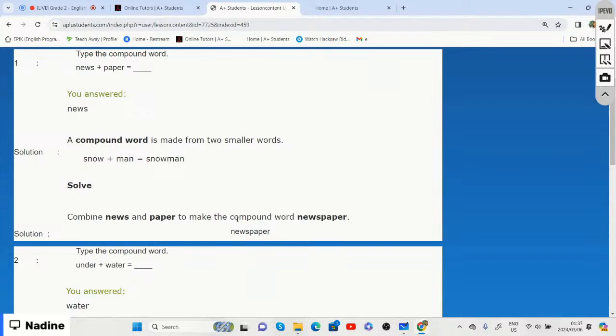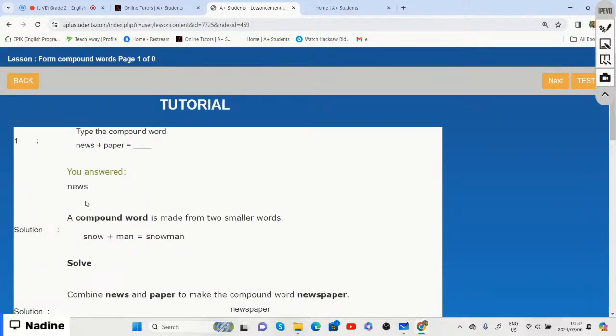All right. So now we are on a+students.ca, and we say compound words are words that are made up of two smaller words. If we look at these two words, it says news plus paper. What do you think that word is, news plus paper? So cup plus cake is equal to cupcakes.